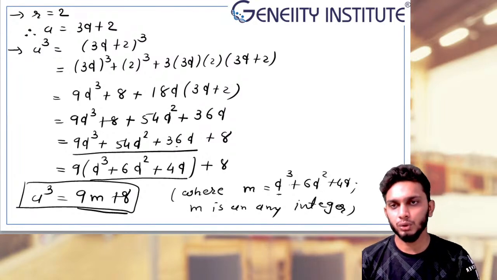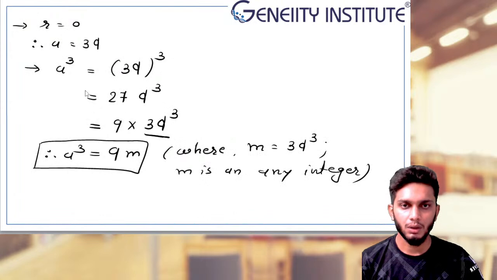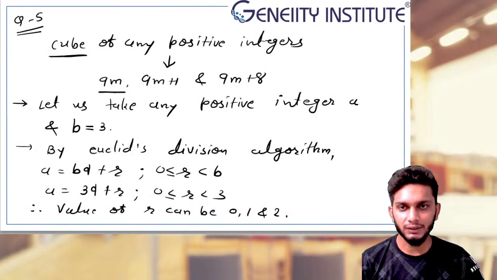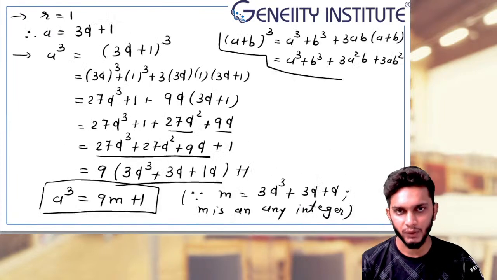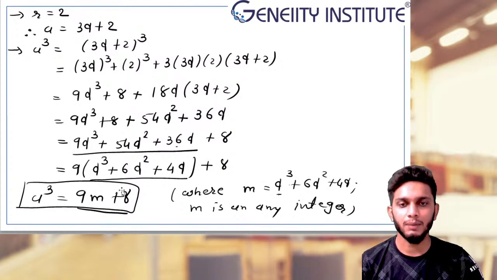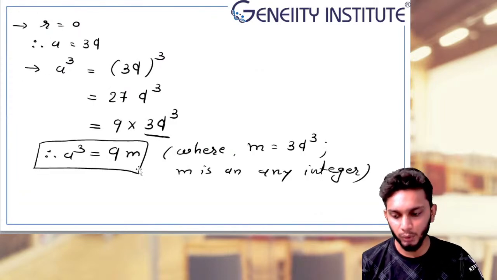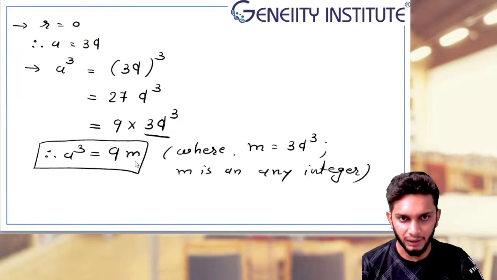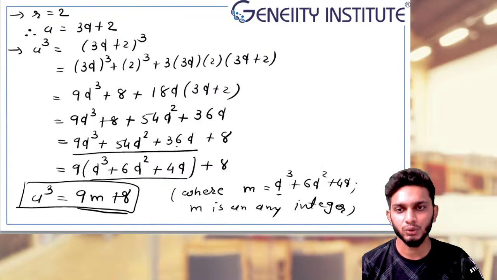Okay, so see this. First of all, take r is equals to 0. So we get number 3 cube and cube 9m. R is equals to 1. So number 3 cube plus 1 and cube 9m plus 1. And r is equals to 2. So number 3 cube plus 2 and cube 9m plus 8. So the cube of any positive integer is of the form 9m, second one 9m plus 1, and third one 9m plus 8.